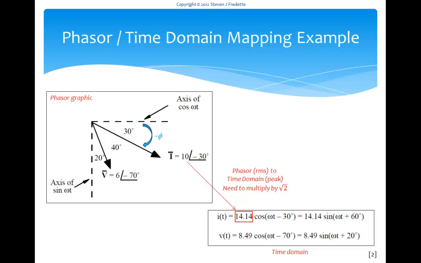So if I go back to my phasor graphic, if I look at my sine omega t and current with respect to that, I see the 20 degree phase shift and then the 40 to get to the current, so add those two up and that's a 60 degree reference. So similarly for the voltage, you need to do the RMS to peak conversion by multiplying by the square root of 2 and see the phase shifts as appropriate.